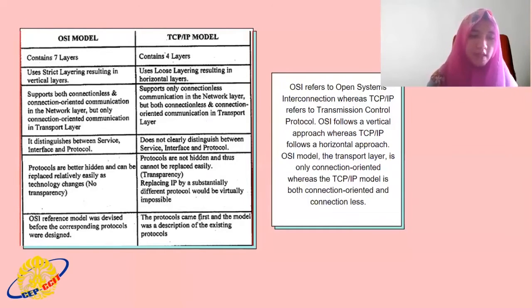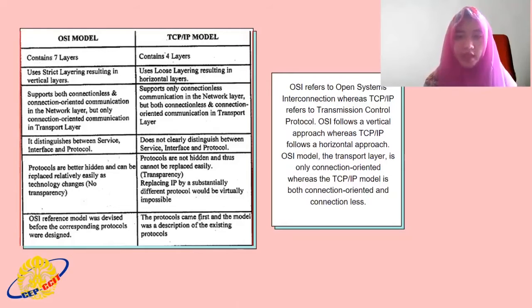The OSI model was devised before the corresponding protocols were designed, whereas the TCP/IP model protocols came first, and the model was a description of the existing protocols. In a nutshell, OSI refers to Open Systems Interconnection, whereas TCP/IP refers to Transmission Control Protocol.